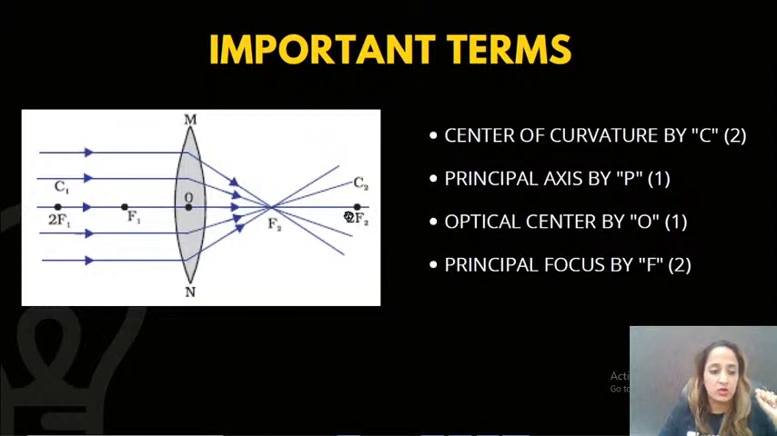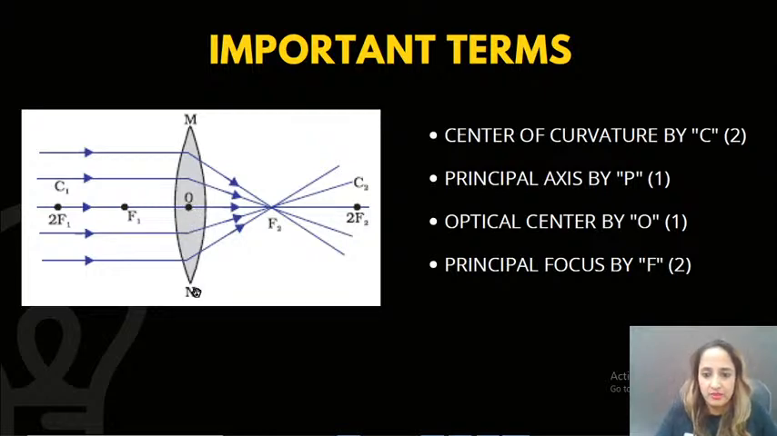Third is what we call optical center. So here this point is the optical center. So optical center is the point of the lens where the light does not get refracted. It just passes through the straight path. It does not get refracted. Okay. So this point is called O point, which is the optical center of the lens.